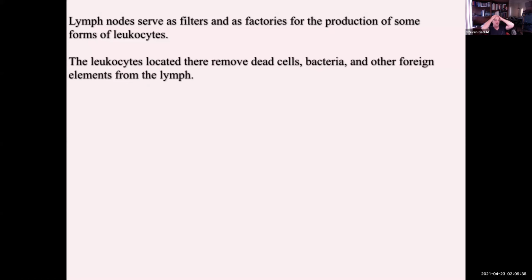The leukocytes located there remove the dead cells, bacteria, and other foreign cells from the lymph. So they dissolve it and get rid of it. Lymph nodes are the site of antibody synthesis. That's where you make antibodies. Like I said, when you get sick and we're exposed to a virus, these lymph nodes kick into overdrive and they become larger and swollen. And that's what you can feel right under your chin. Those are the cervical lymph nodes.